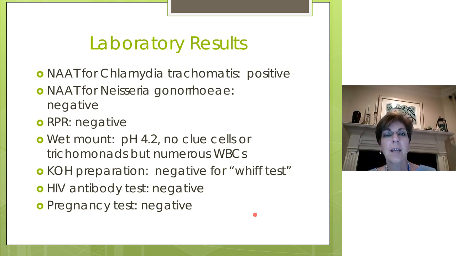Lab results came back. Chlamydia came back positive. Gonorrhea came back negative. RPR negative. Wet prep was pH of 4.2. No clue cells or trichomonas, but numerous WBCs. KOH was negative for whiff test. HIV antibody test was negative and pregnancy test was negative.